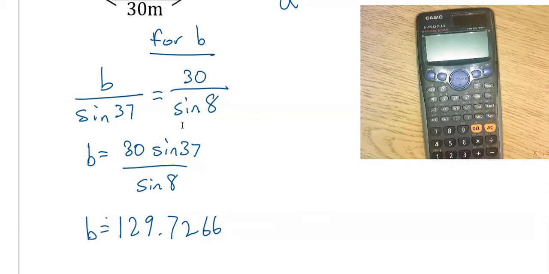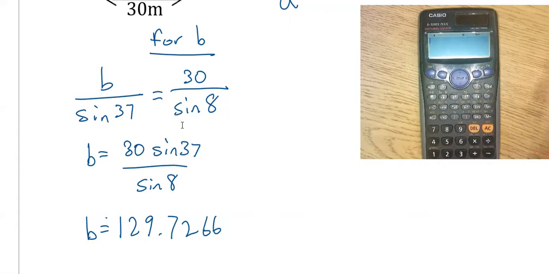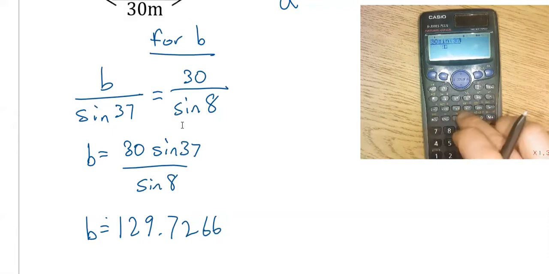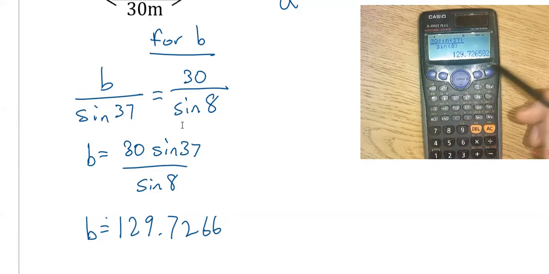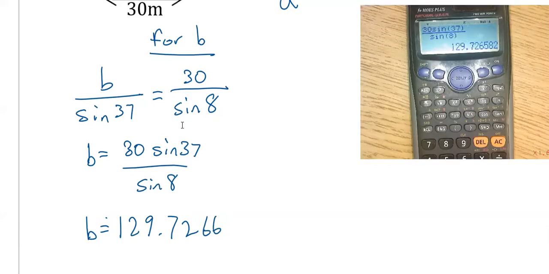All right, so I've got my calculator ready because there's an even easier way, I think, to make sure that your answer is perfect. I think some of you probably already know this, but there's always somebody who doesn't. So we're going to do it anyway, and I'll show you on my calculator how it all works. So I'm going to do it this way: 30 sine 37 over sine of 8 equals. So I got 129.7266. So I did round that last one.